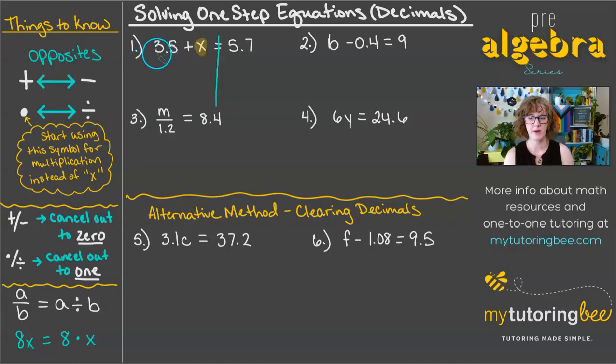So this 3.5 is a positive 3.5, and that's being added to x. In order to undo this 3.5, we want to subtract 3.5. And don't forget, whatever we do to one side of the equation, we need to do to both sides of the equation to keep it equal on both sides. So this is going to cancel out over here, leaving me with just x. And then over here, 5.7 minus 3.5.